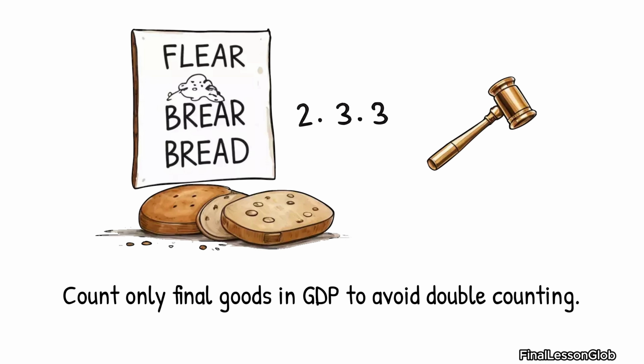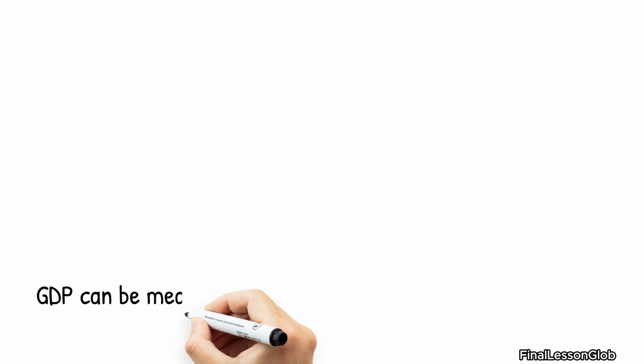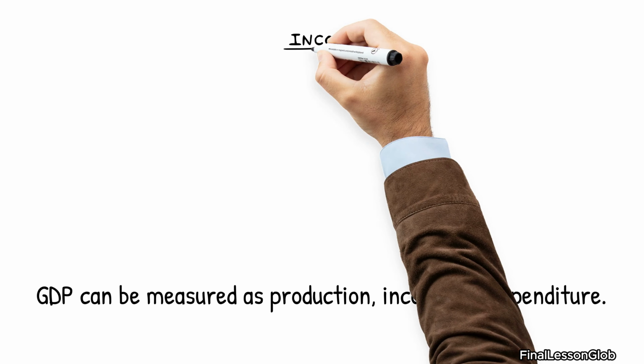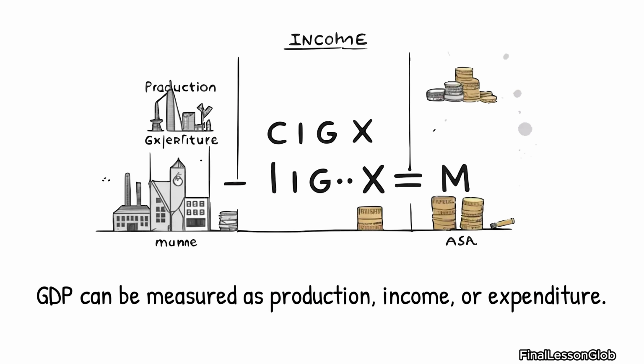There are 3 ways to calculate GDP. 1. Production approach. Add up the value added at each stage of production. 2. Income approach. Add all incomes earned, wages, profits, rents, interest. 3. Expenditure approach. Add up all spending.